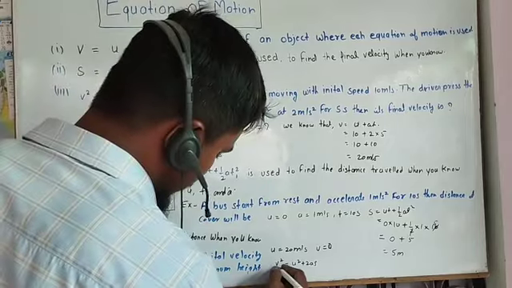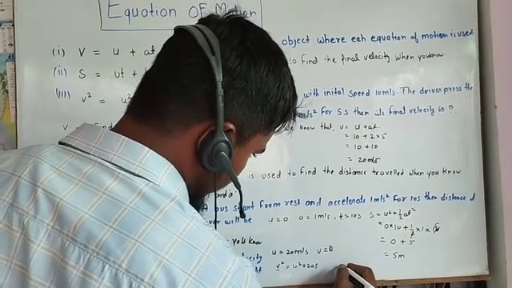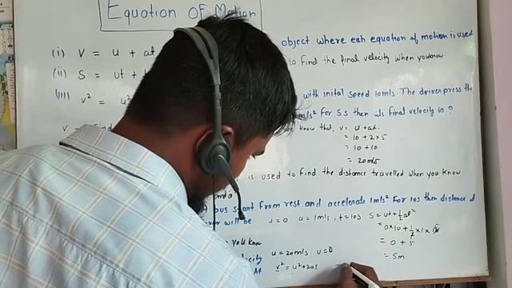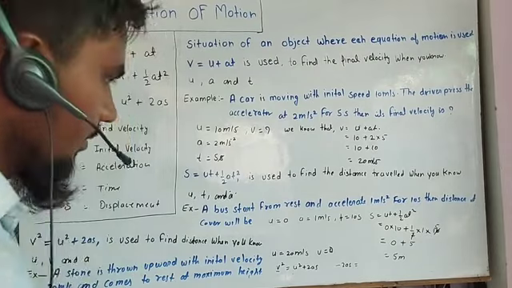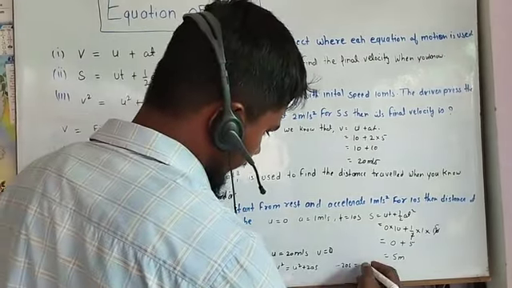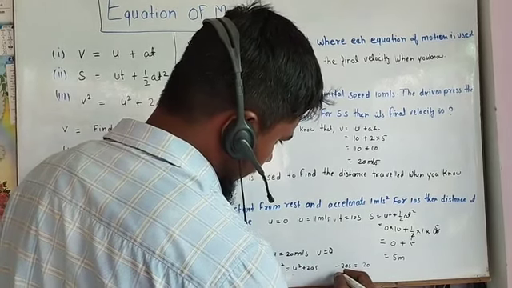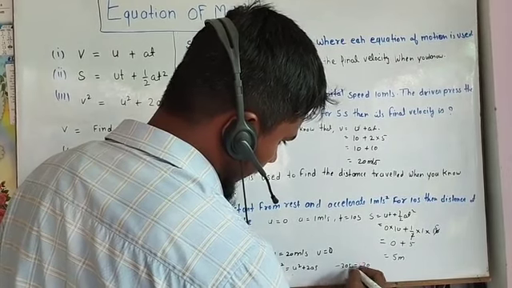So v is equal to 0 because v is given as 0, and u is equal to 20. Then minus 2as is equal to, and the acceleration is 9.8 in the downward direction, and u is equal to 20. Then s is equal to 20 and 9.8.